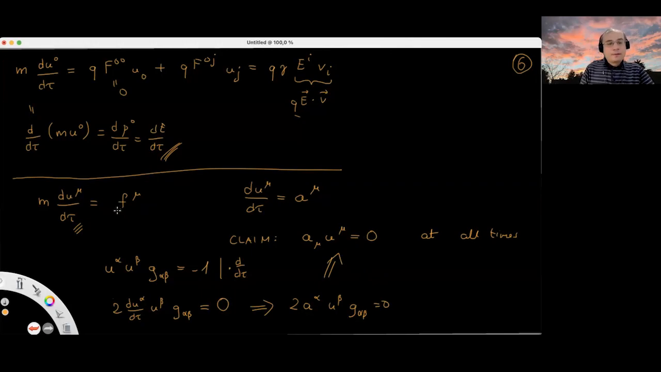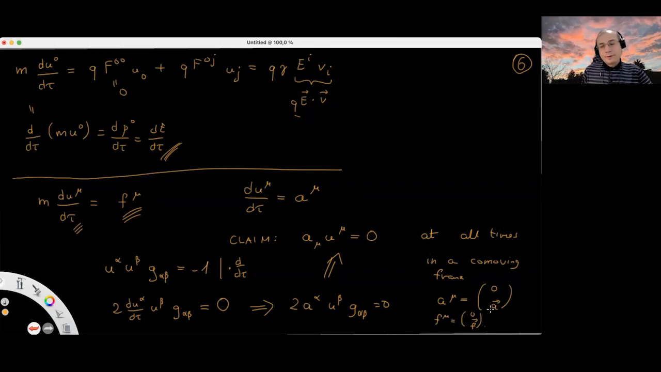So whenever you have an equation of this kind for the effective force acting on a point particle in special relativity, the force has to be also orthogonal to the momentary four-velocity. There cannot be any force directed along u^μ. It cannot have a time-like component at any moment. That would be inconsistent. So in a comoving frame, a^μ is equal to (0, a), and the force f^μ is (0, f). There are just three components of the force and three components of the momentary acceleration.